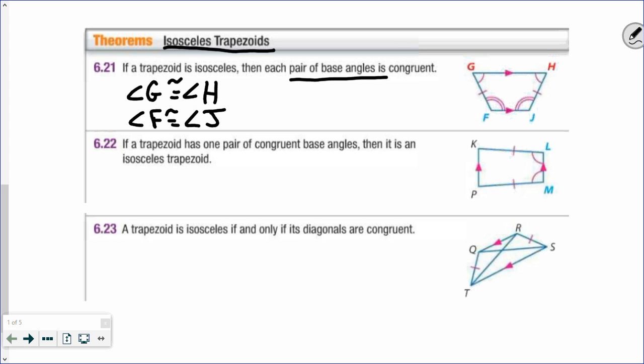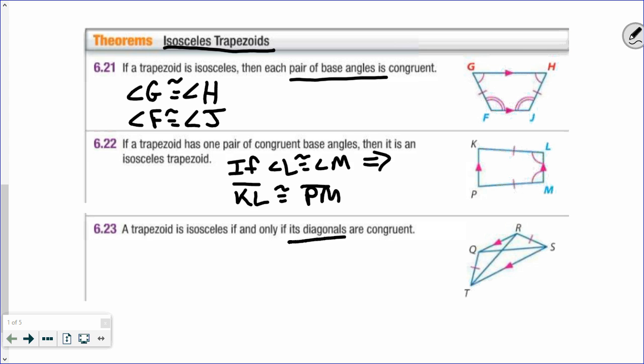Theorem 6.22. If a trapezoid has one pair of congruent base angles, then it is an isosceles trapezoid. So if one pair of our base angles, in this example, angle L is congruent to angle N, that implies that we have an isosceles trapezoid, so that the legs KL would be congruent to the other leg. So that's theorem 6.22. Theorem 6.23, a trapezoid is isosceles if and only if the diagonals are congruent. If and only if the diagonals are congruent.